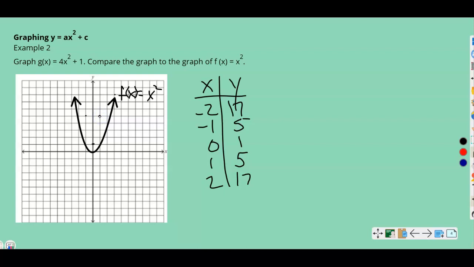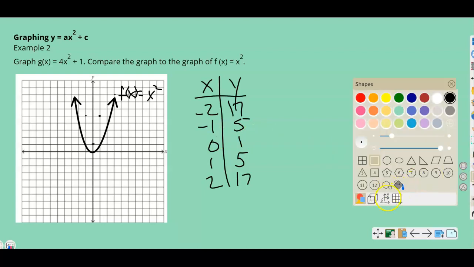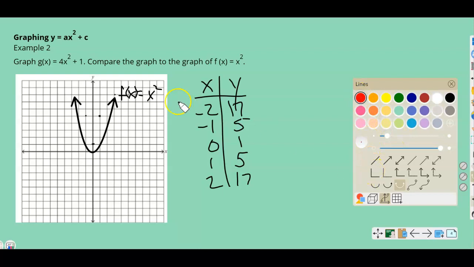So we have 3 points. We can graph a function with 3 points. So let's see if I can make this happen. Let's use red.